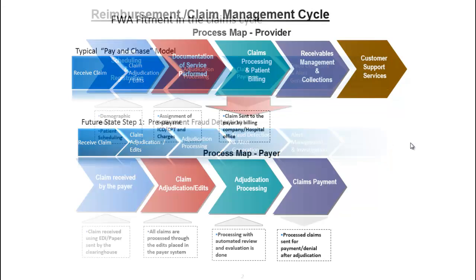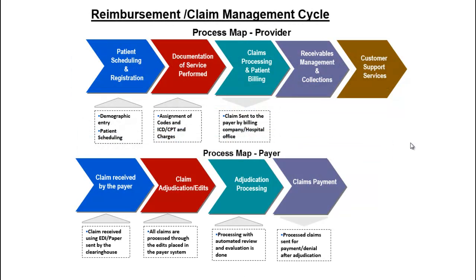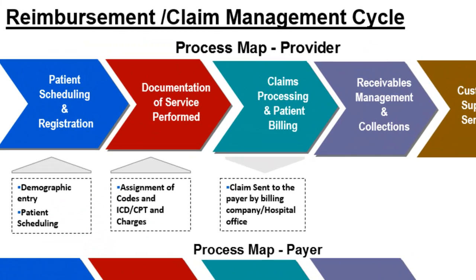To understand this process, let's go through the revenue cycle management process and the payment cycle management process at a very high level, so that we can understand where the fraud, waste, and abuse detection system can fit in. The revenue cycle management process starts with patient scheduling and registration, where typically a patient calls a doctor's office, demographics and other information are collected, and the patient is scheduled for an encounter with the provider.